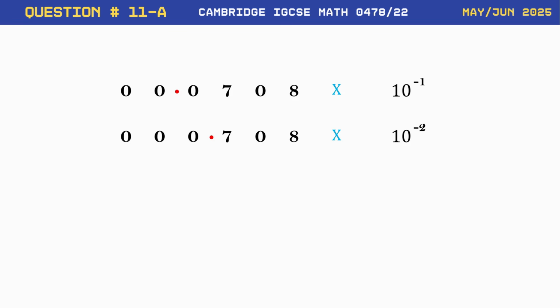This is still not between 1 and 10, so we move the decimal point one final place to the right. The number now becomes 7.08 multiplied by 10 to the power of -3. Since 7.08 lies between 1 and 10, the number is now in standard form.